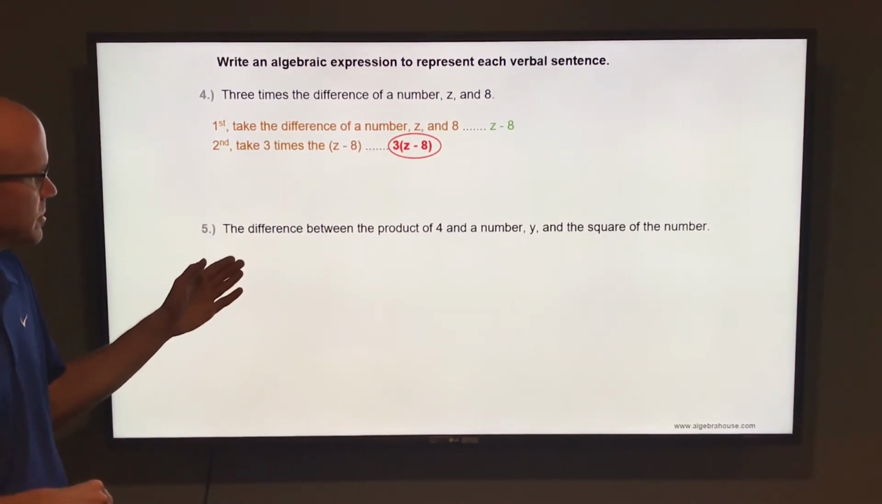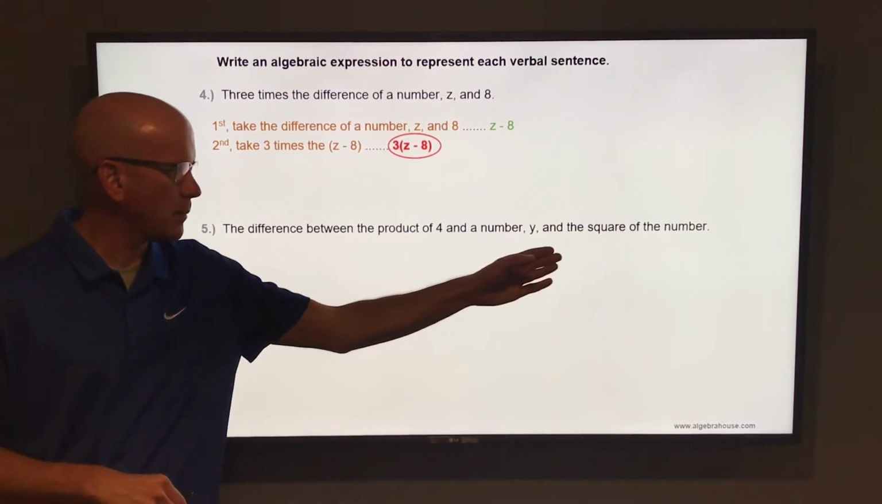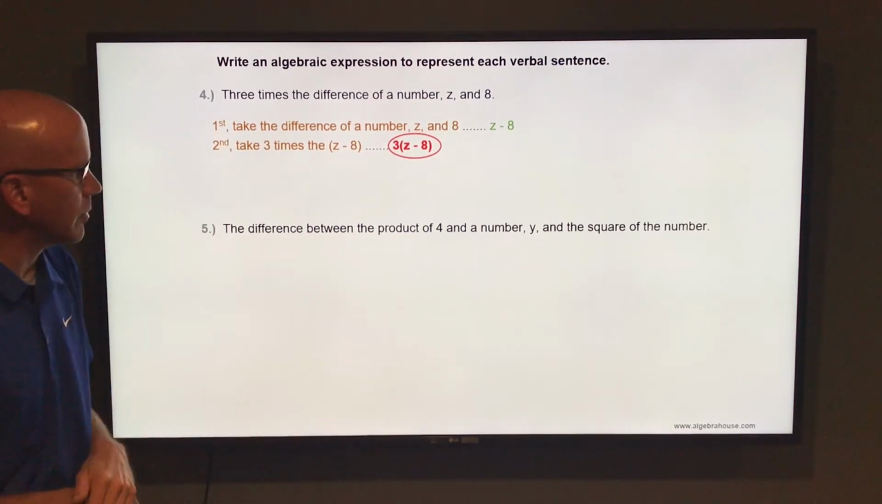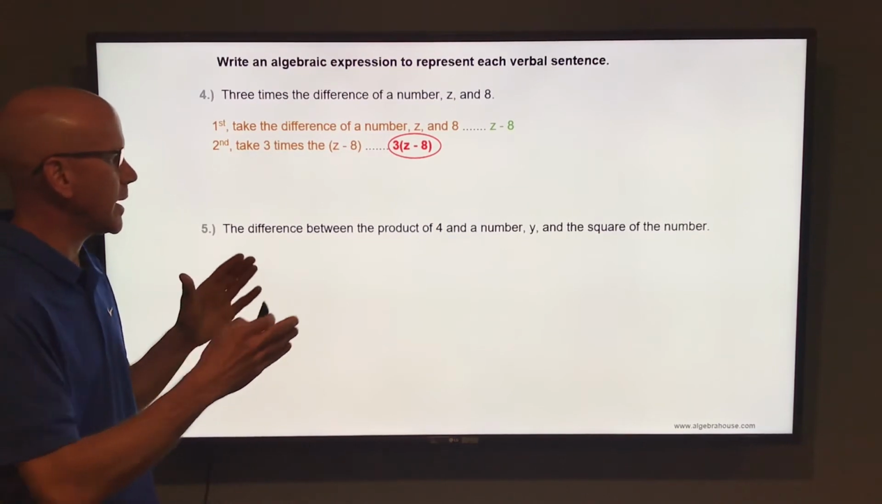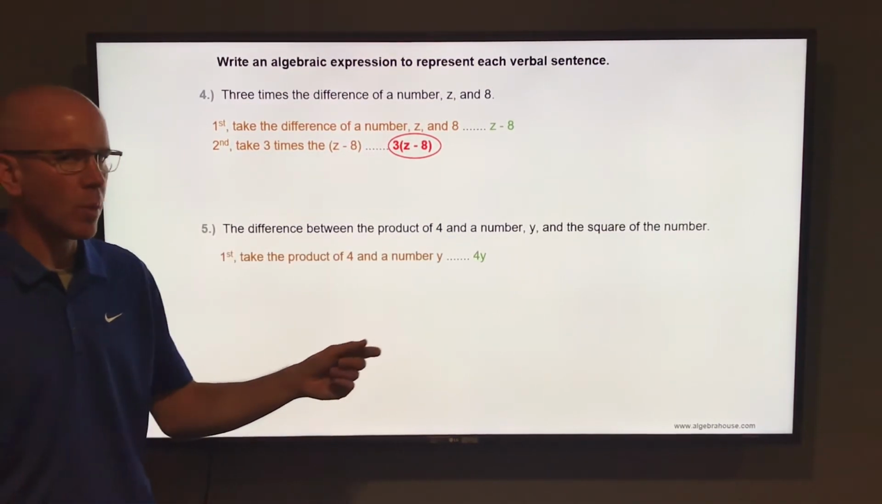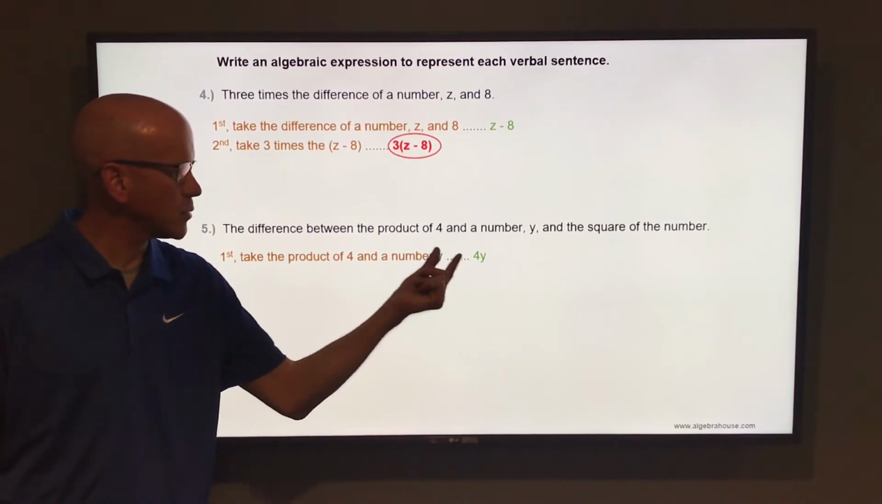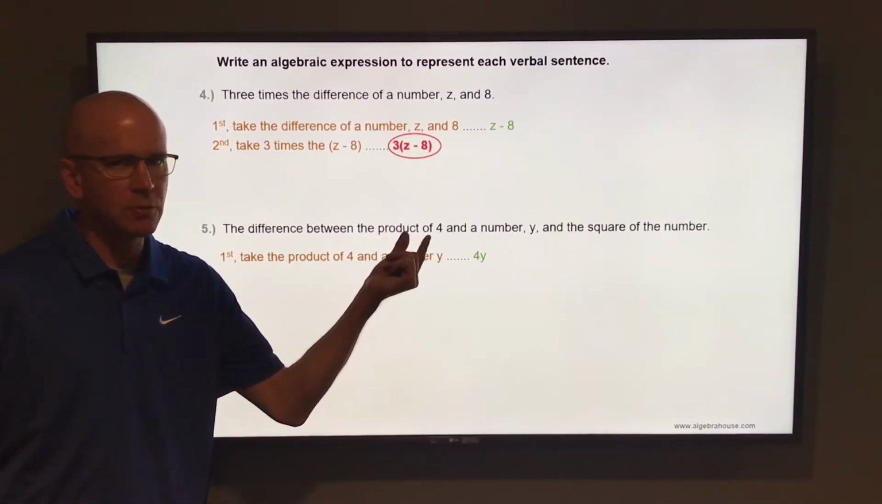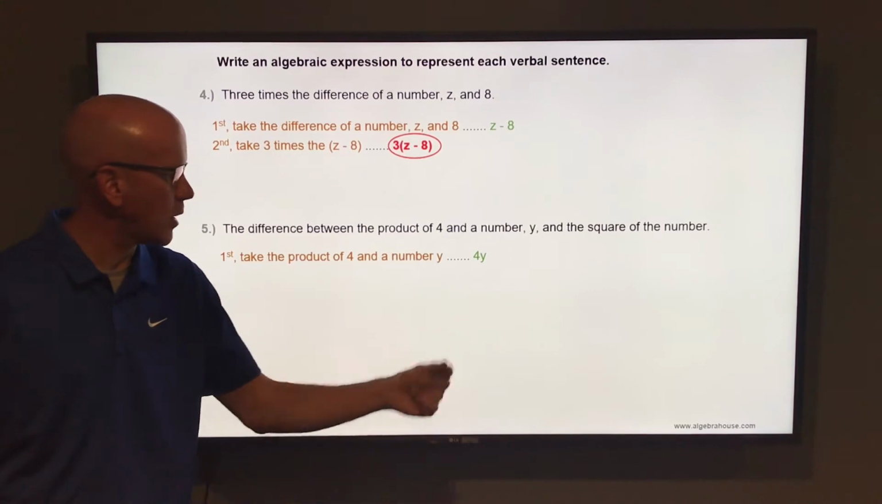Next, we have the difference between the product of 4 and a number y and the square of the number. So again, where do you start at? Zone in on the variable. The product of 4 and a number y, you could write that as 4 times y. The word product means you are multiplying, so take that 4 times y.